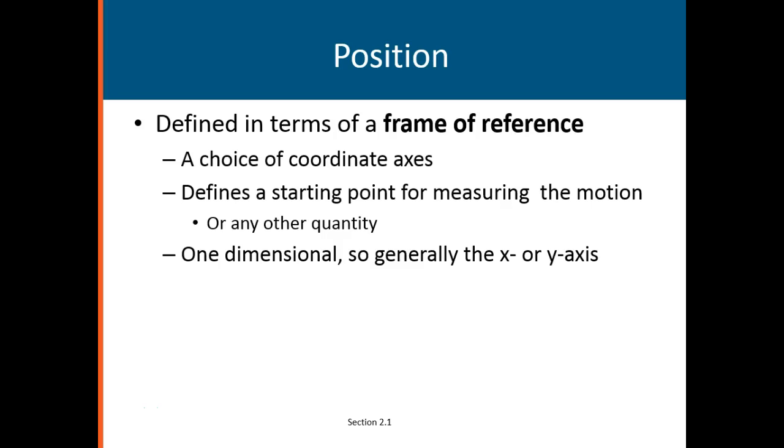Now, most of the time we use what we call rectangular coordinate axes, but not always. And that is often called the Cartesian system because René Descartes came up with that, and he was the first to tie analytic geometry with algebra by using the Cartesian coordinate system, the rectangular coordinate system. So this defines the starting point for measuring the motion or any other quantity. And in one-dimensional motion, generally we count that on the horizontal axis or on the vertical axis.